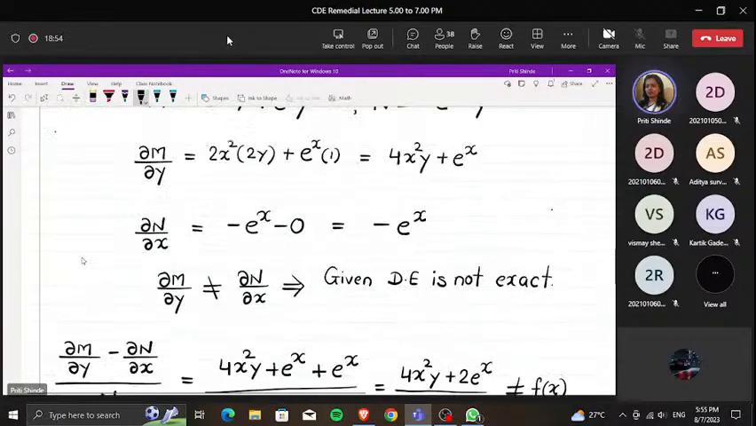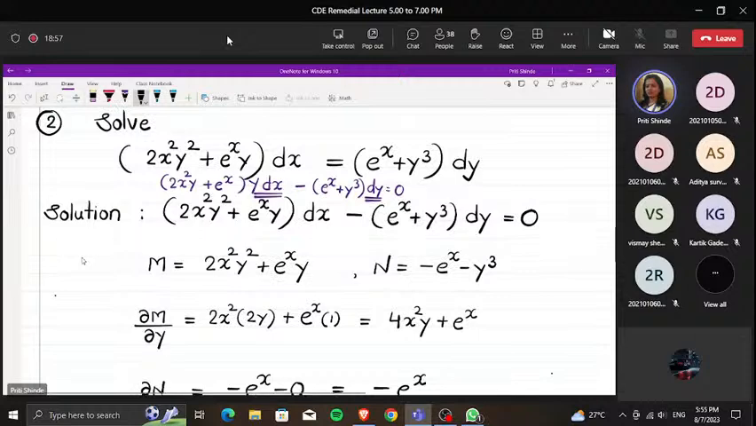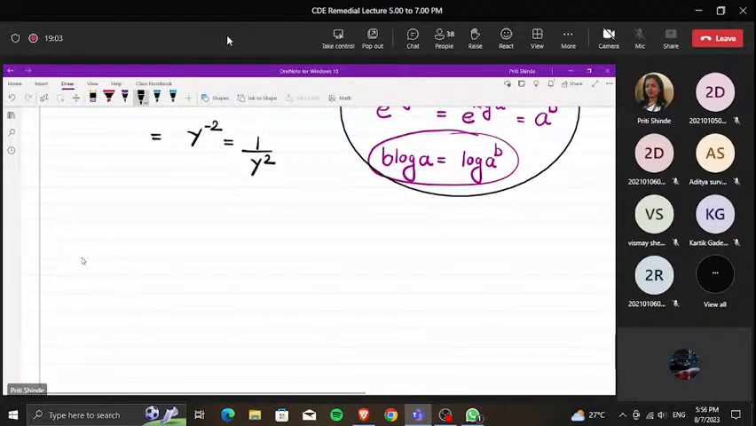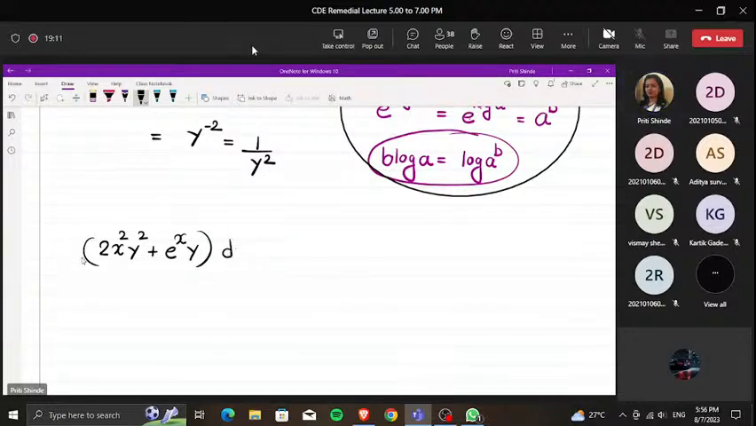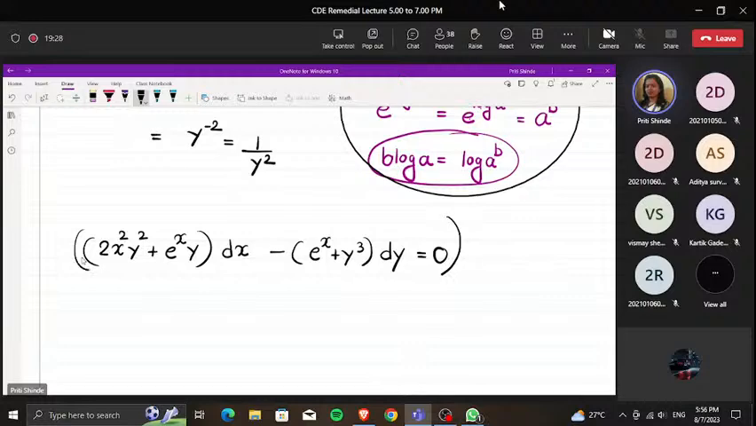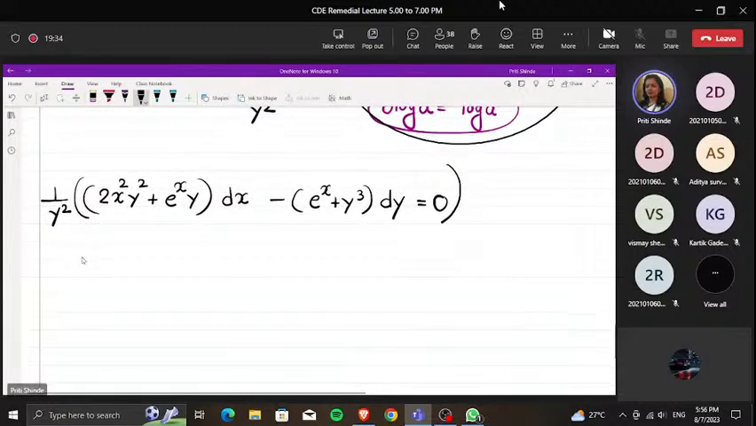So just multiply your differential equation by 1 upon y square. Write down your differential equation as it is: 2x square y square plus e raised to x, y dx minus e raised to x plus y cube dy is equal to 0. Original differential equation which is not exact. Multiply your differential equation by an integrating factor. So multiply each term by 1 upon y square.